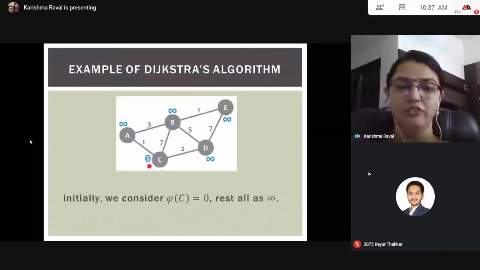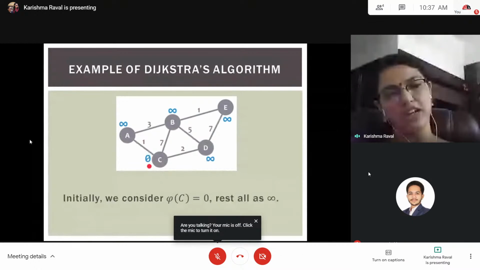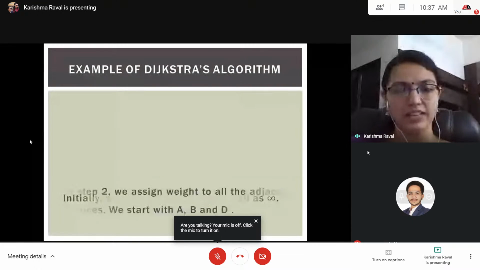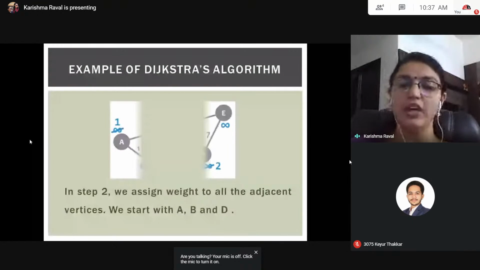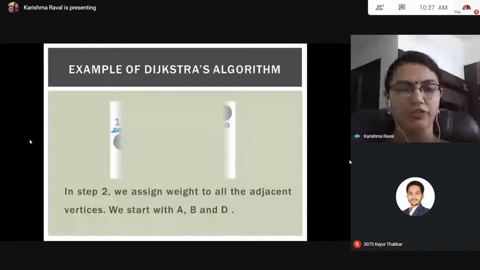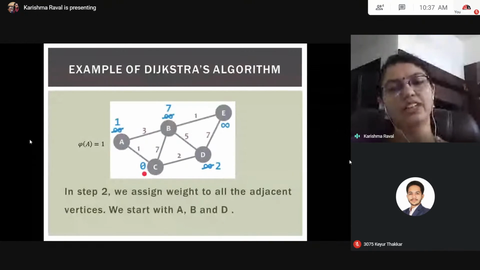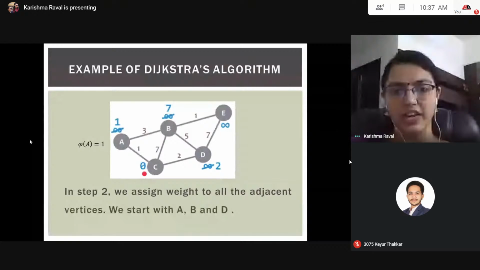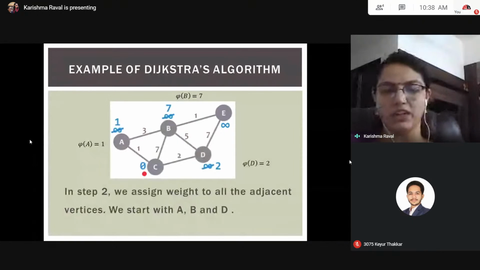So the very first step was to select phi of C equal to 0 and the rest all as infinity. So here you can see in the image, the rest as infinity. The next is step 2, we assign the weight to the adjacent vertices of C with the weight of the edge. Like you can see the very first edge CA has weight 1 and so A is given the label phi of A equal to 1. The edge CB has weight 7 and it has been given the label 7. The edge CD is of weight 2 and phi of D is now assigned as 2.